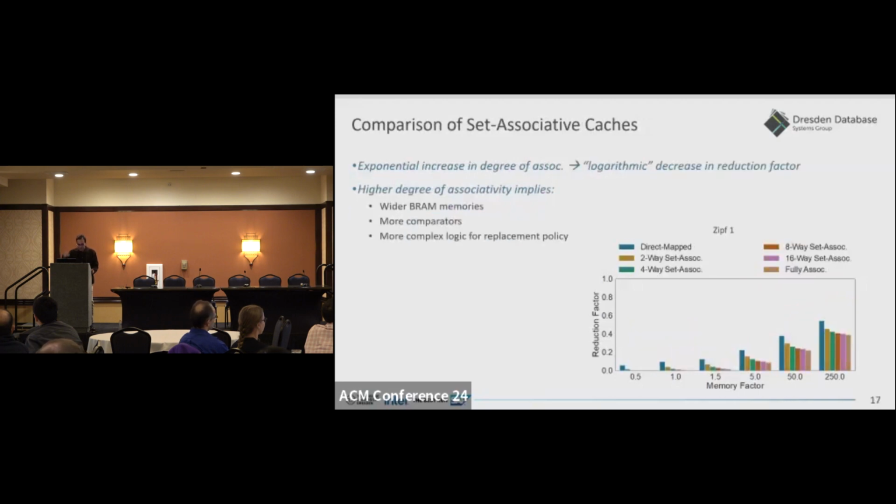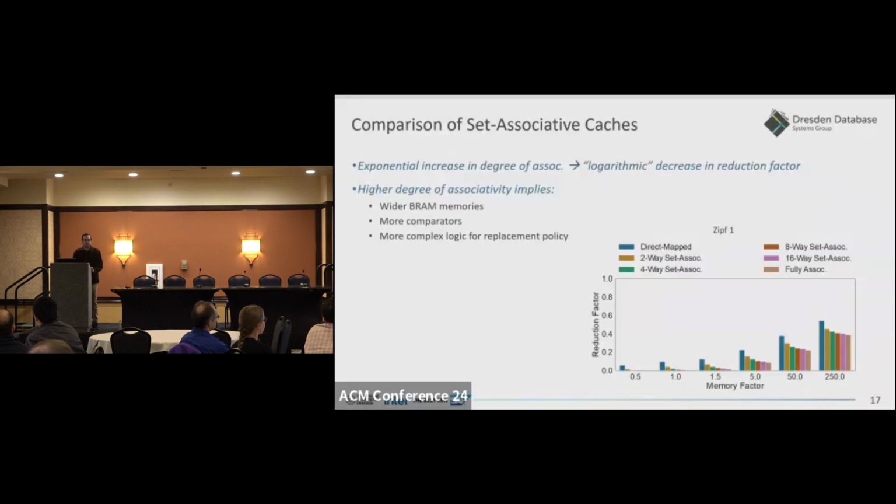Okay, so cache-based aggregation seems to be the way to go. Now here's another set of simulations comparing this time different degrees of associativity for cache-based aggregation. And going from left to right, from the blue bar to the purple bar, we basically exponentially increase this degree of associativity. We go from 2 to 4 to 8. And what we see is somewhat of a logarithmic decrease in the reduction factor, right? So we have diminishing returns.